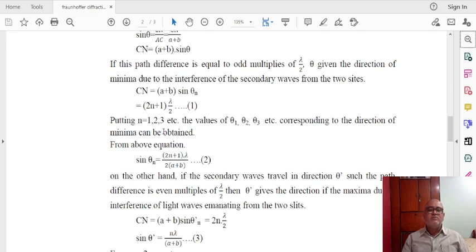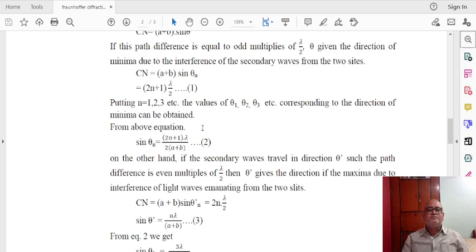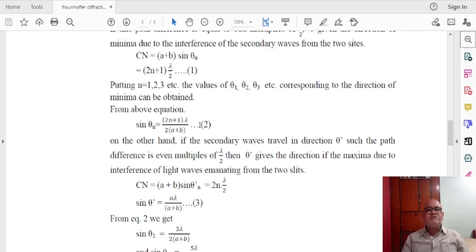This is equation 1. If we put n equals 1, 2, 3, etc., then we get the values of theta 1, theta 2, theta 3, etc., and the corresponding directions of minima can be obtained. From this above equation, sin θn equals (2n + 1) lambda upon 2 (a + b). This is equation 2.